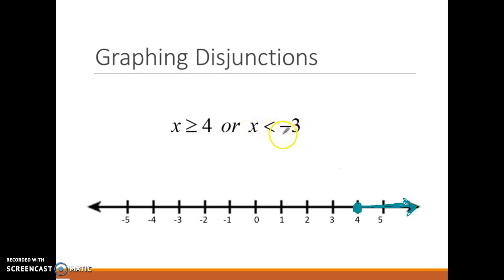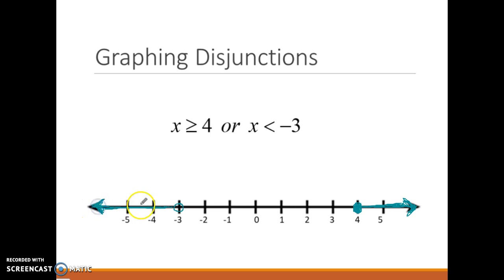And then x is less than negative 3. And since there's no equal sign here, it's an open circle on negative 3. And x is less than, or smaller than, negative 3, so I want to shade to the left. All of these numbers are smaller than negative 3.